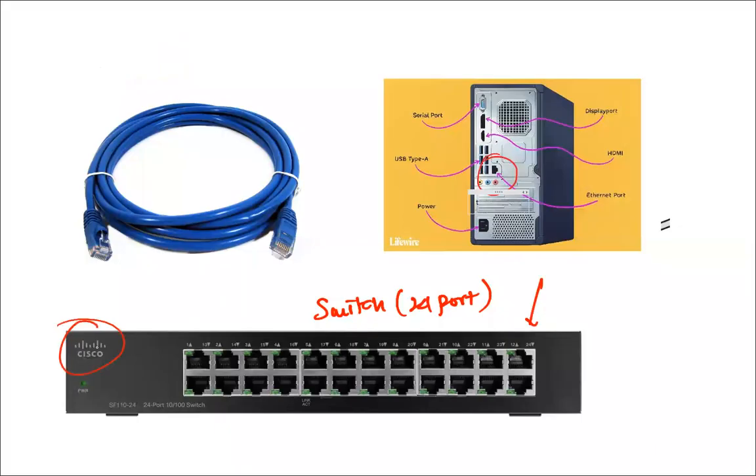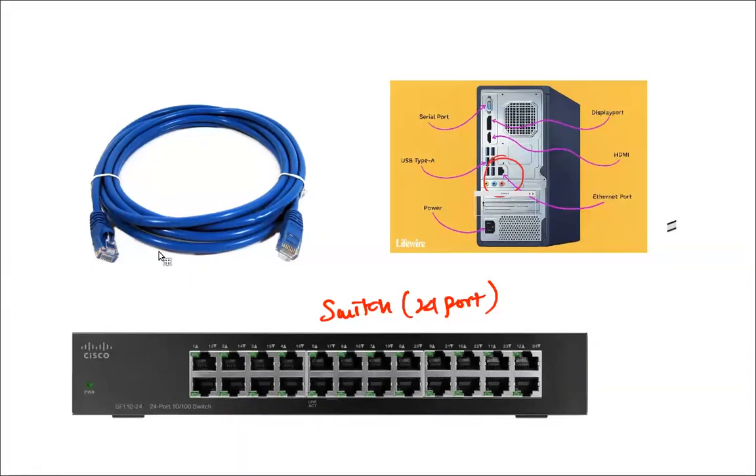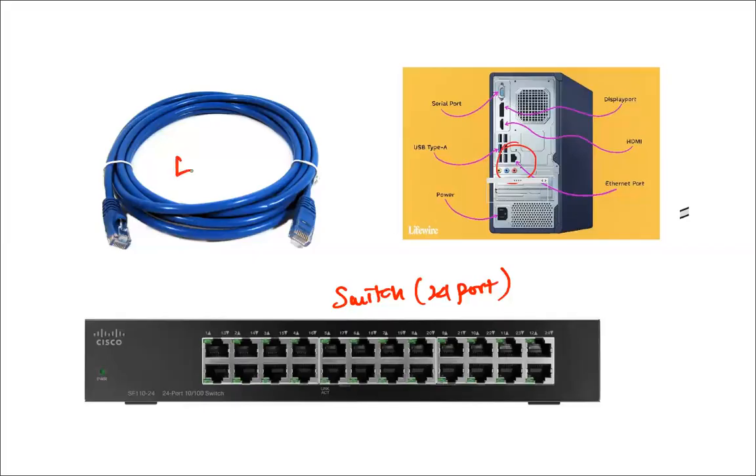Okay, it's a Cisco switch, a 24 port switch, and you can see 24 ports over here. Now the thing is, I'm going to take a cable. This is a LAN cable, we all know. If you have not seen it, just see it now. That's a very simple LAN cable. Most of us have seen this.